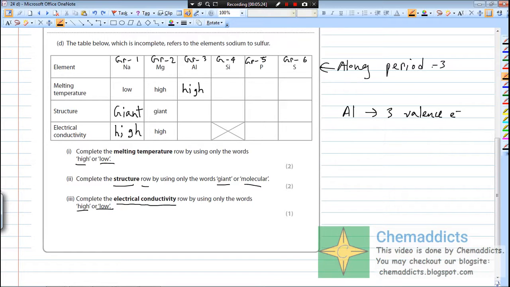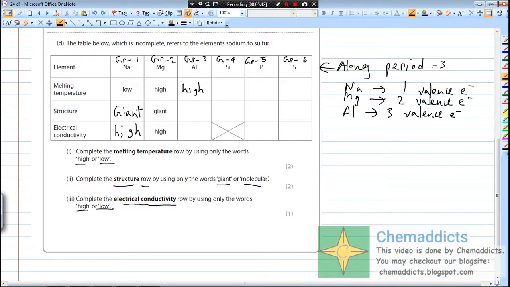Let me write this down here. Na will have 1 valence electron, then magnesium will have 2 valence electrons. Sodium will have 1 valence electron in its outer shell. Magnesium will have 2 valence electrons in its outer shell. Aluminium will have 3 valence electrons in its outer shell. That makes up their characteristics.